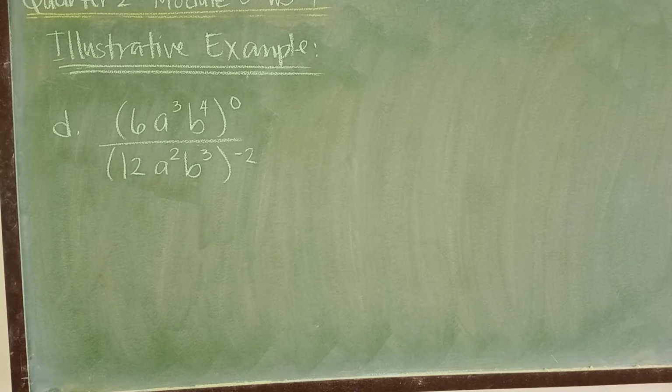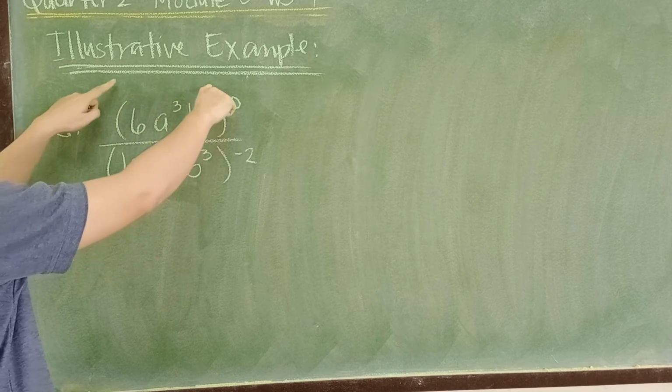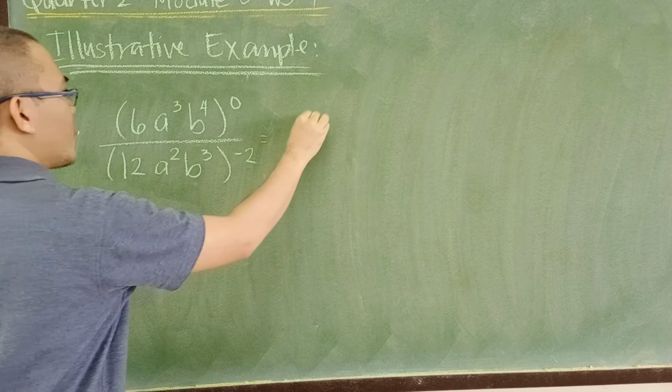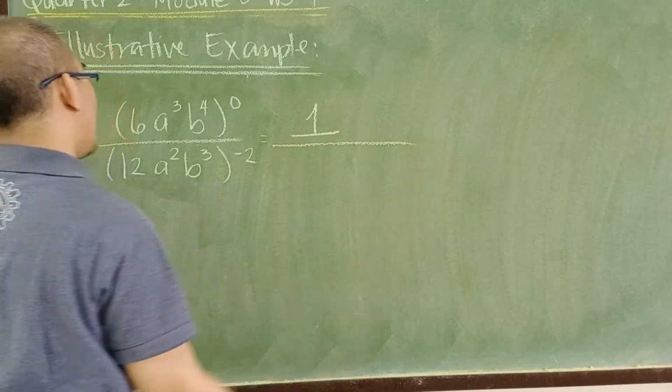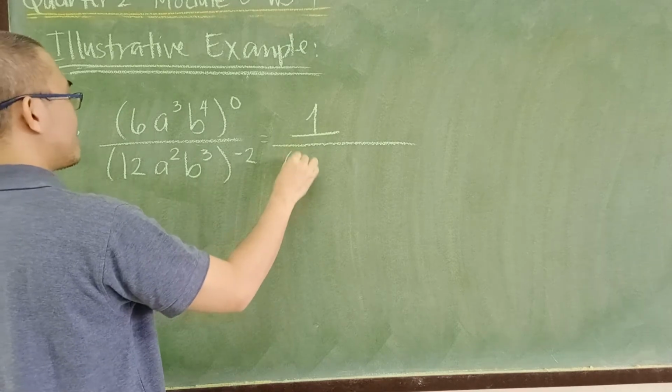So kung titignan mo yung numerator, kahit ilang terms pa yung nasa loob ng parenthesis na yon, kung lahat sila naka-raise sa 0, palitan mo na ng 1. So, kahit million pa yung nakalagay dyan, kung nakaparenthesis tapos naka-raise sa 0, this is all equal to 1. Next, copy muna natin nasa ilalim.